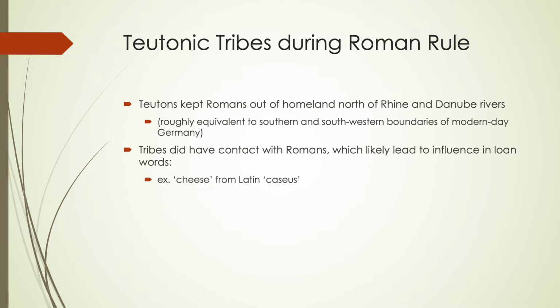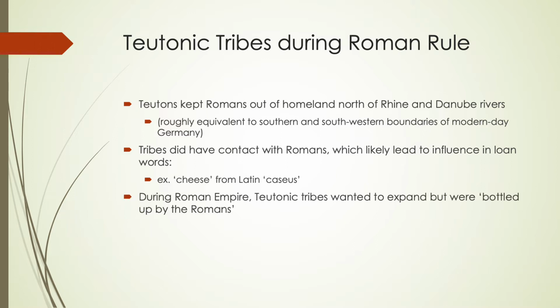They did have contact with Romans, though, which led to some influence of loanwords. So the word cheese comes from Latin cassius, and so this was something that would have taken place much earlier in the language contact. So we have a historical influence of Latin in some cases, but not as much as we might expect. During the Roman Empire, the Teutonic tribes did also want to expand, but they were sort of bottled up by the Romans.